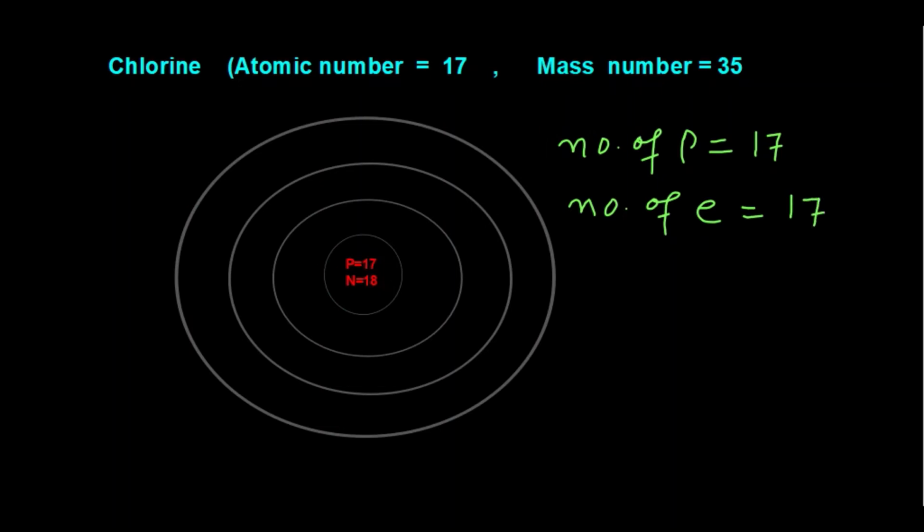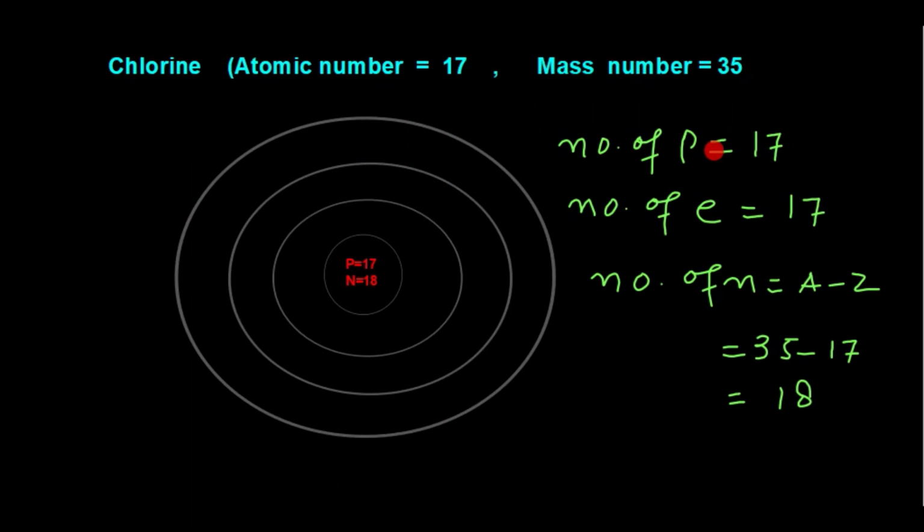How can we find the number of neutrons? Which formula is used? To calculate the number of neutrons, we use the formula A minus Z. A is the mass number. What is the mass number of chlorine here? The mass number of chlorine is 35. And what is the atomic number of chlorine? Atomic number of chlorine is 17. So by subtracting 17 from 35, we get 18. So how many neutrons are present in chlorine? In chlorine, we have 18 neutrons.